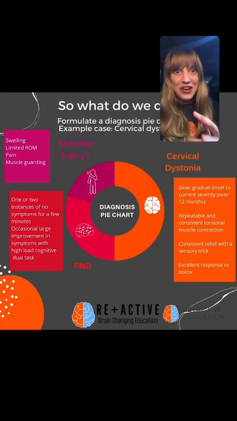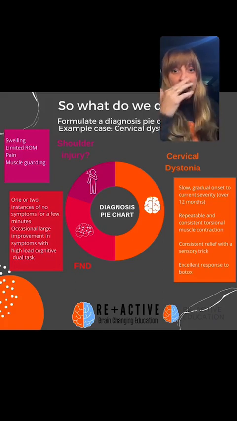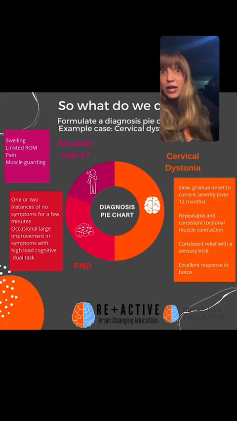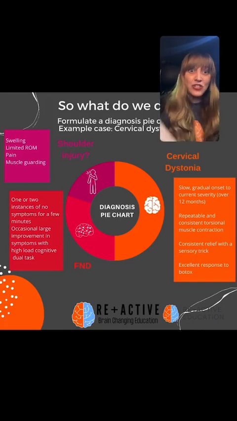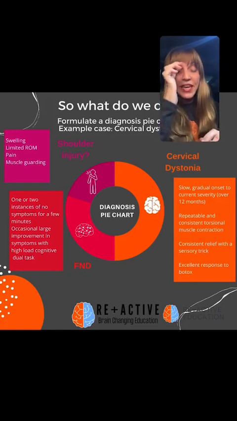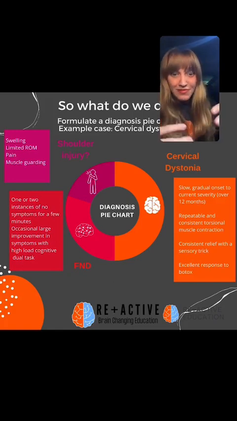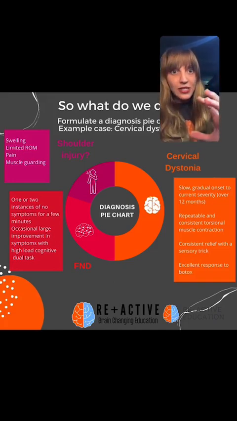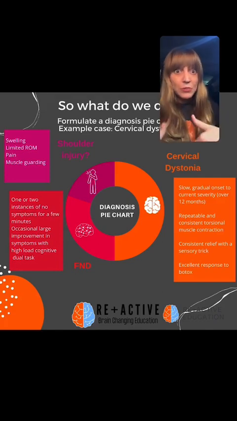So this is our diagnostic pie chart. We take those pieces that we've screened through a neurologic exam, and oftentimes what we're seeing is an overlap, not an either or. This is not just cervical dystonia, it's not just functional dystonia, and it's not just a shoulder injury, it's actually all of those. And what you can see here is, in my formulation, I think the main component in this particular case is cervical dystonia. There's a functional component and the shoulder injury is a component. But this diagnostic piece helps me move forward, helps me make a plan, helps me know where to go into treatment.